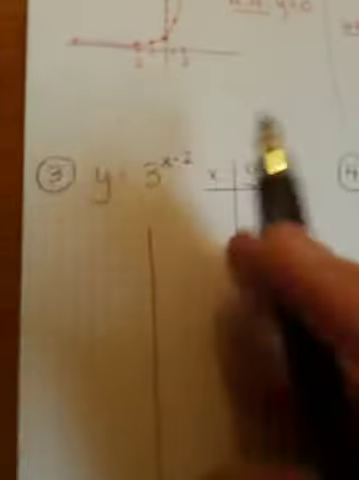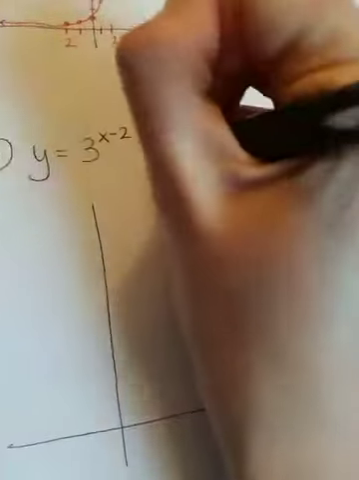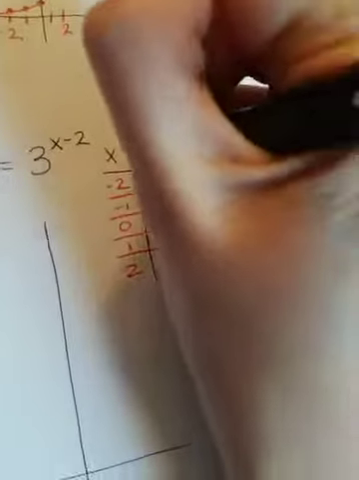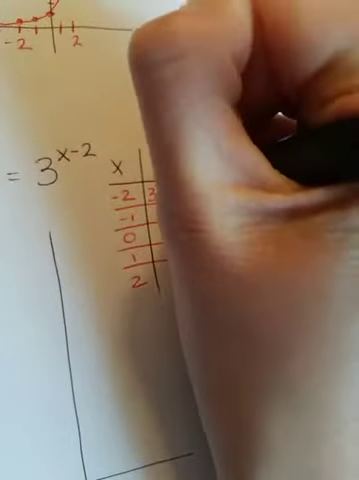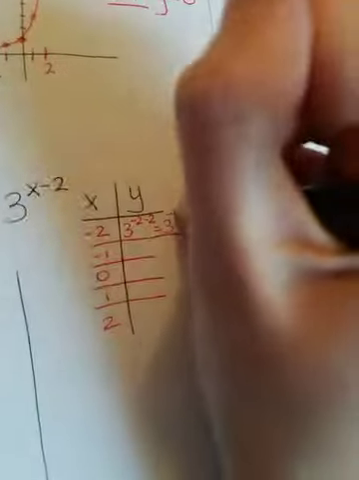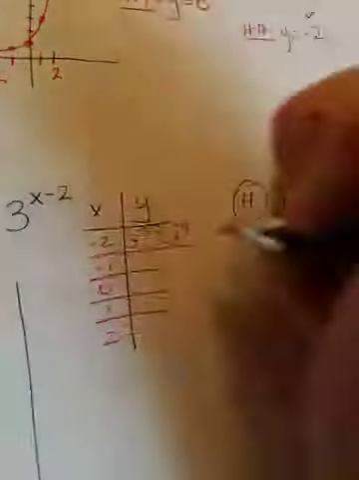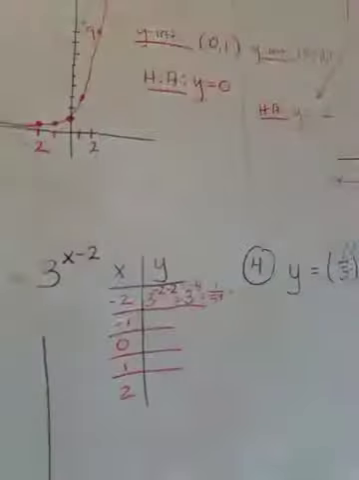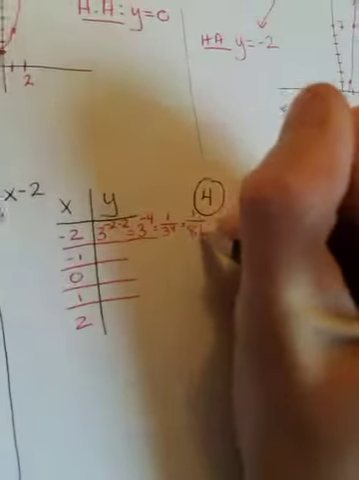There's number 2. Number 3, this one's different. We have the x minus 2 in the exponent. I'm trying to do one of every type that you might see. So be careful with your algebra. We have negative 2 minus 2 in your exponent. So negative 2 minus 2, that's negative 4. 3 to the negative 4, that's 1 over 3 to the 4th. And 3 to the 4th is 81. That's a pretty small decimal, 1 over 81.